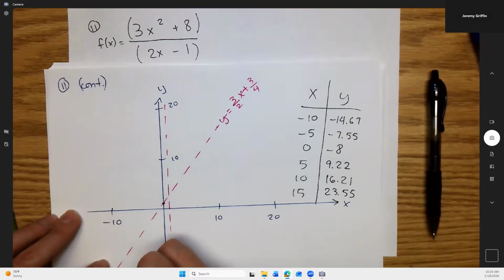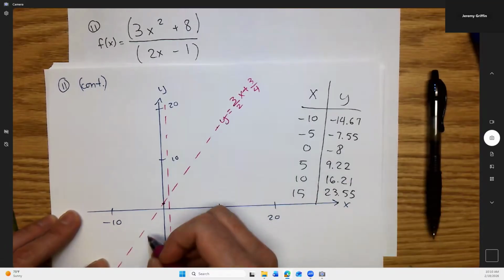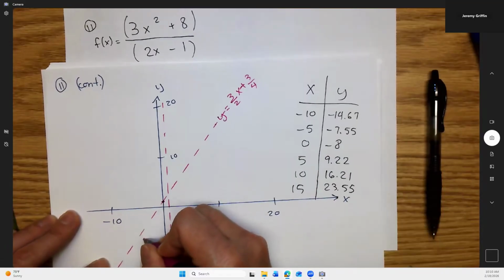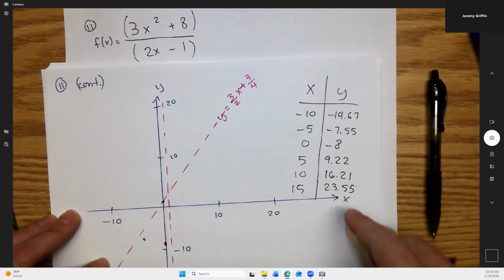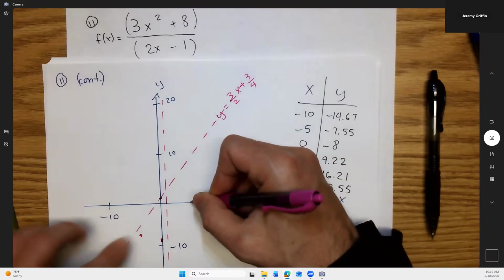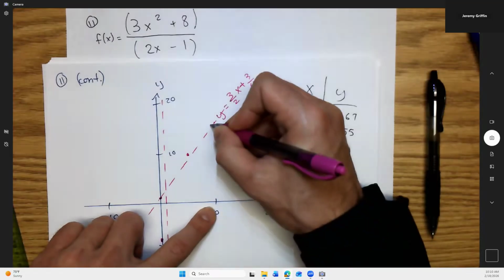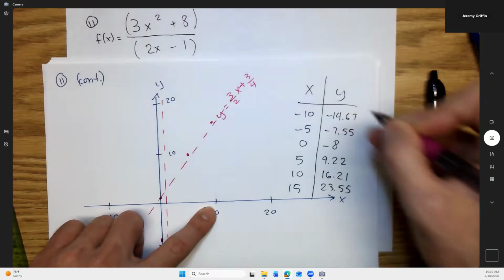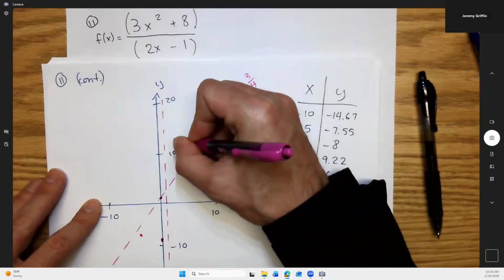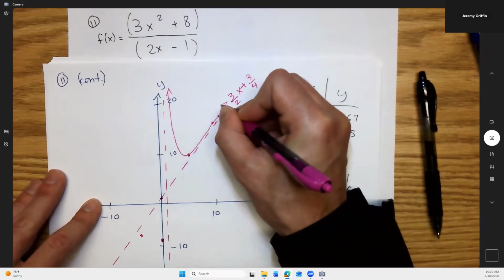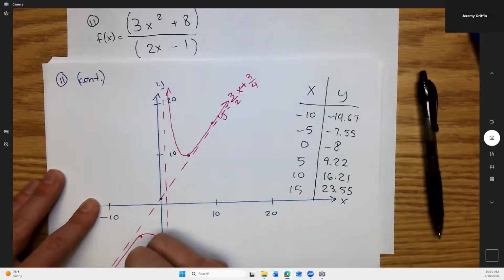So -10, -14. It's probably about here-ish. -5, -7.5 is probably right about here. 0, -8, about here. 5, 9 point something is probably right here. 10, 16, probably right here. 15, 23. Okay. So I think it's going to look fairly similar to the previous graph. It should look something like this.